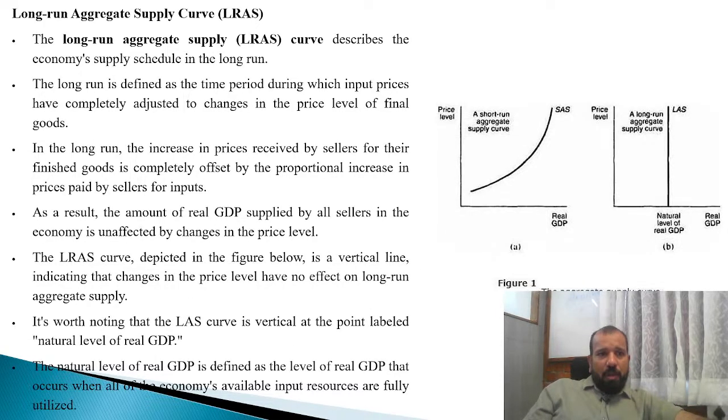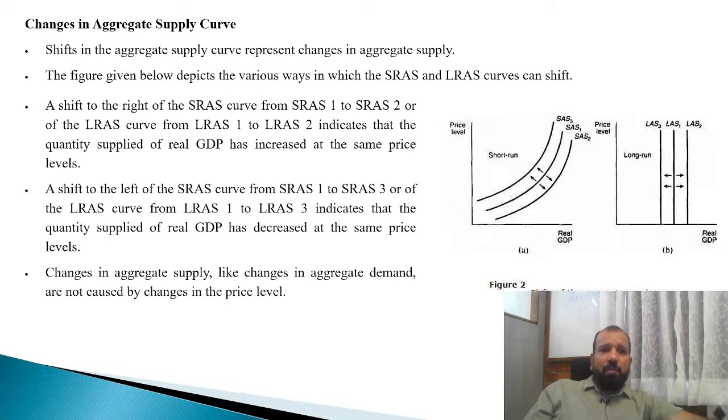In the long run, there is no impact. The change in the aggregate supply curve, how it is impacting depending on the price level. Shift to the right of the SRAS curve from 1 to 2, 2 to 3. A long run may indicate the quantity supplied of real GDP has increased at the same price level. If the GDP has increased, automatically the supply will be increased.